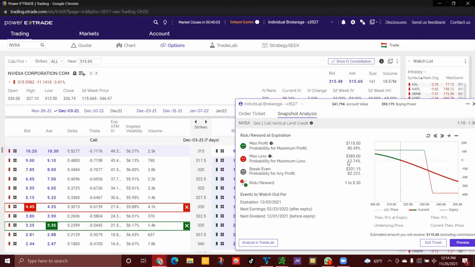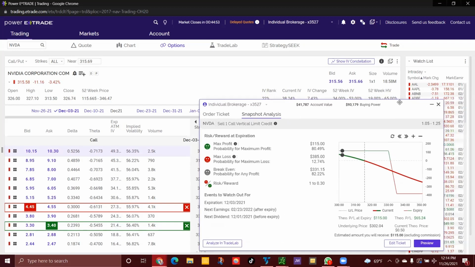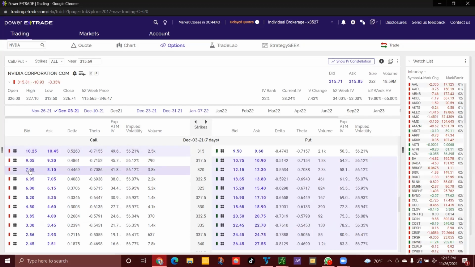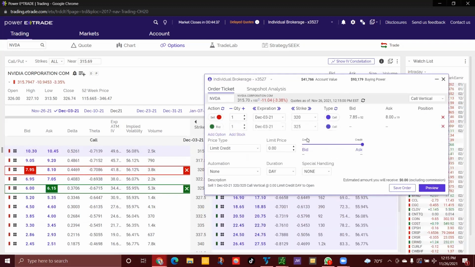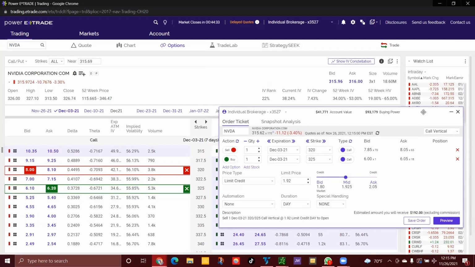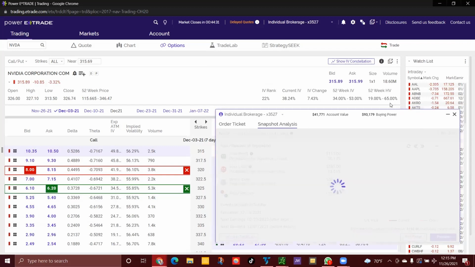And again, my margin that it requires from me is my max loss. Max loss 385. So for every contract I buy, my broker will take $385. But what I love about spreads is it gives me, this is next level. I don't want to try to blow your brain, but take for instance, I do 320, I sell the 320, excuse me, buy the 325.